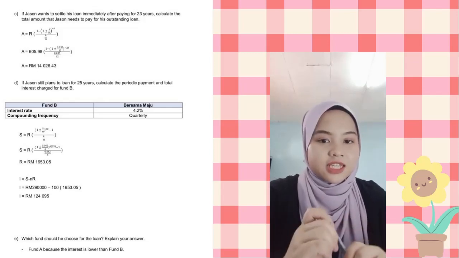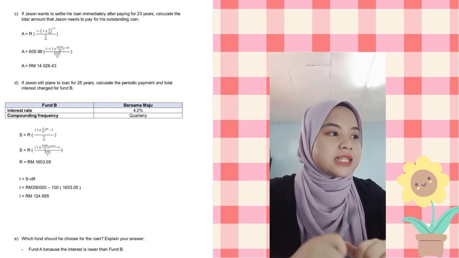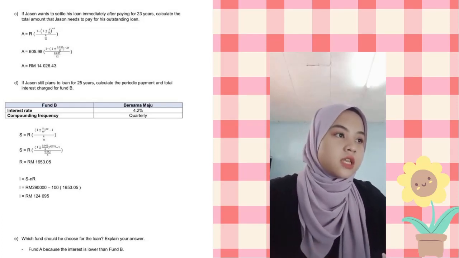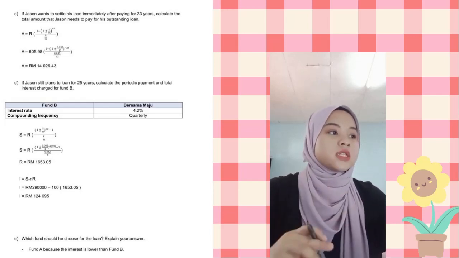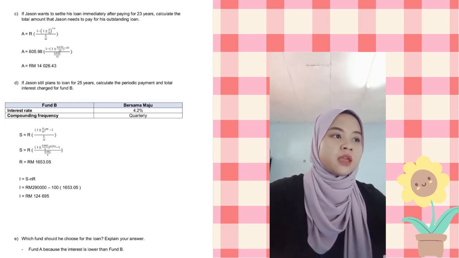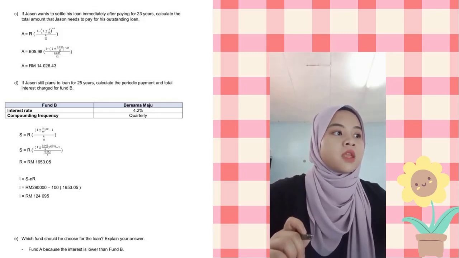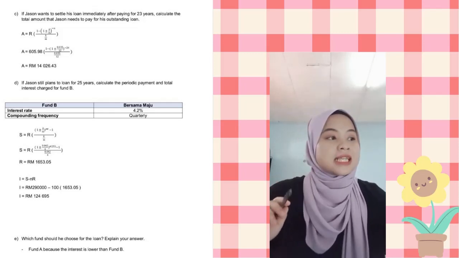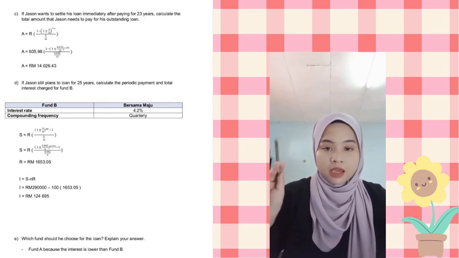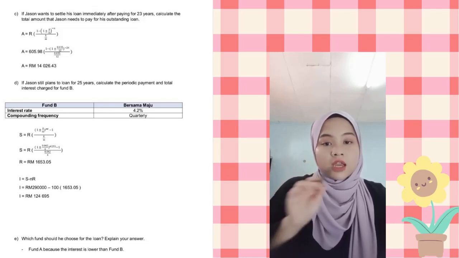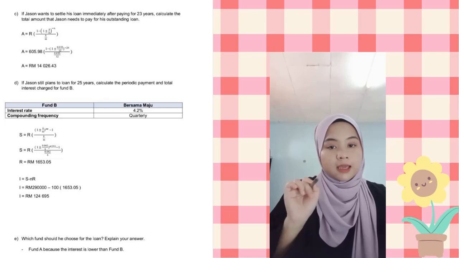Okay, next question is question C. If Jason wants to settle his loan immediately after paying for 23 years, calculate the total amount that Jason needs to pay for his outstanding loan. The formula that we use is A equal to R times (1 minus (1 plus k over m) to the power of negative n) over k over m.